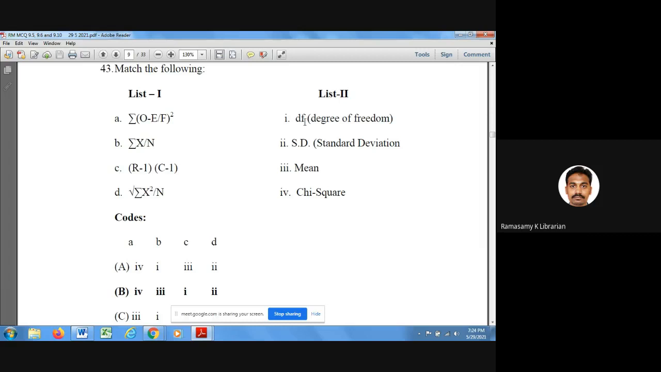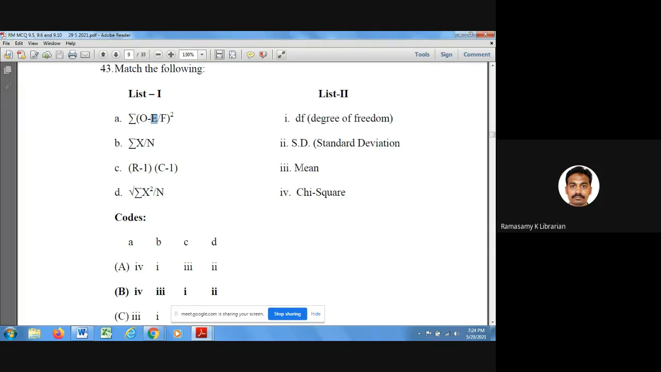And the next is a very simple one again. This O minus E will tell you, O stands for observed value, E stands for expected value. I think you might have guessed the answer. Yes, you are right. It's none other than chi-square. Chi-square is a tool wherein we are talking about observed values and expected values. So the answer for A is 4, chi-square.